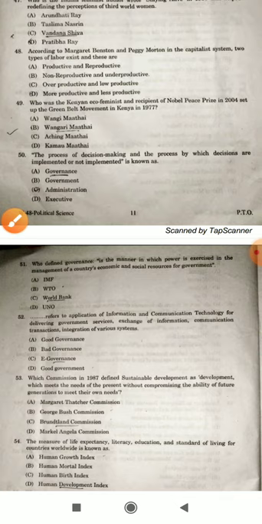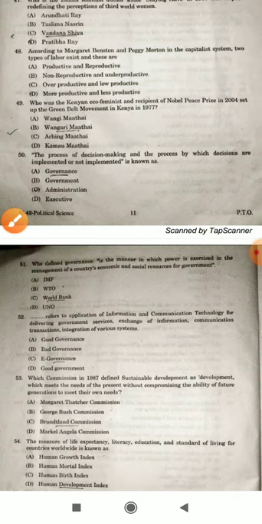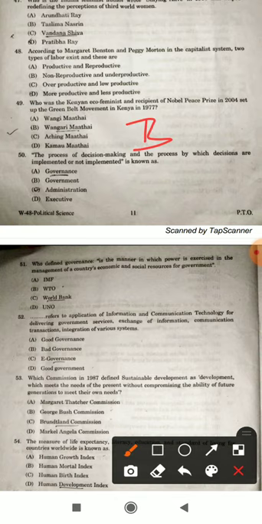Question number 48. According to Margaret Benstone and Peggy Marton, in the capitalist system, two types of labor exist and these are? Answer is B. Non-reproductive and underproductive. Answer is B. Question number 49. Who was the Kenyan eco-feminist and recipient of the Nobel Peace Prize in 2004 who set up the Green Belt Movement in Kenya in 1977? Answer is B. Wangari Maathai. Answer is B.